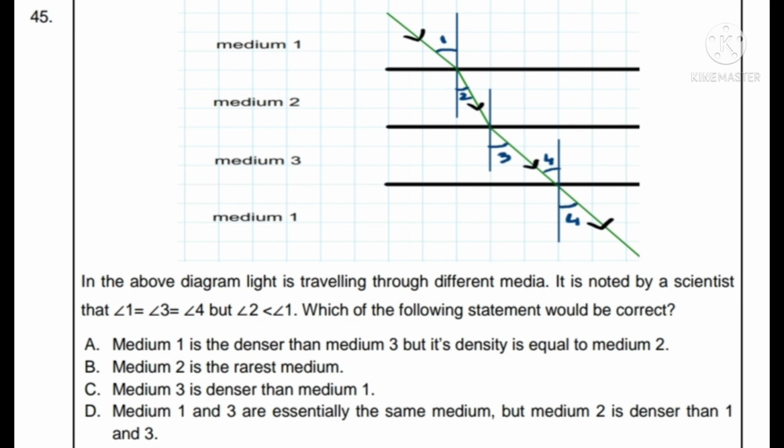Question number 45. In the above diagram, light is traveling through different media. It is noted by a scientist that angle 1 equals angle 3 equals angle 4, but angle 2 is less than angle 1. Which of the following statements would be correct? The correct statement is option D. Medium 1 and 3 are essentially the same medium, but medium 2 is denser than 1 and 3.